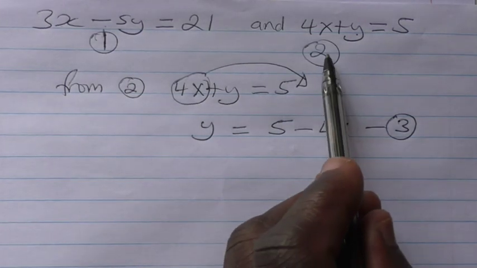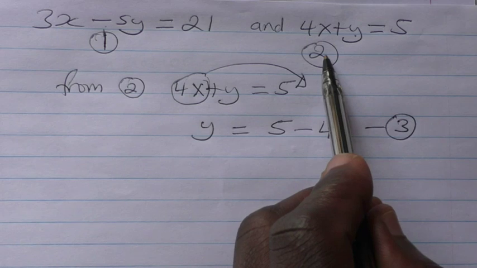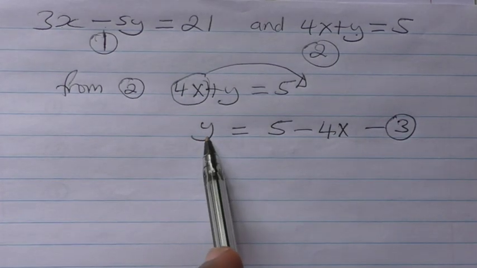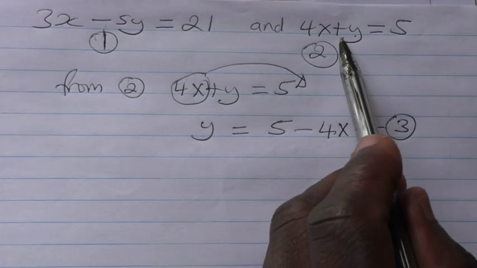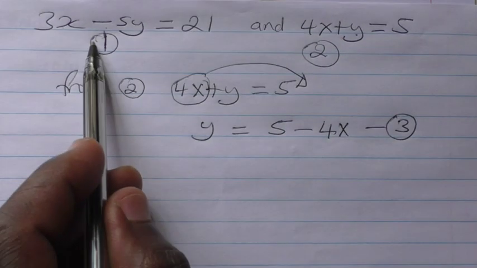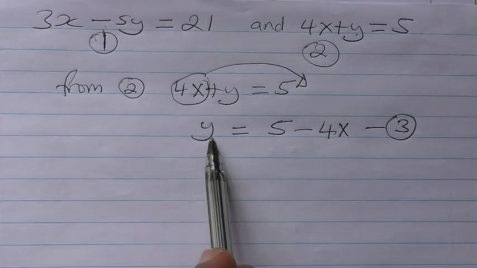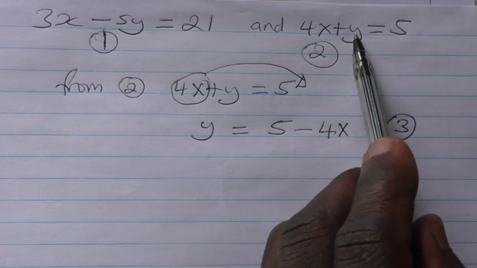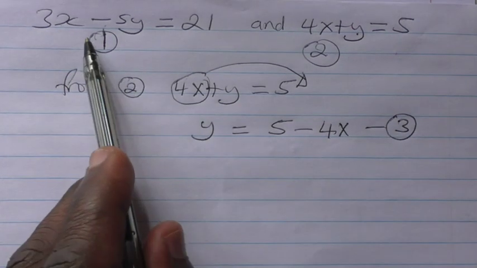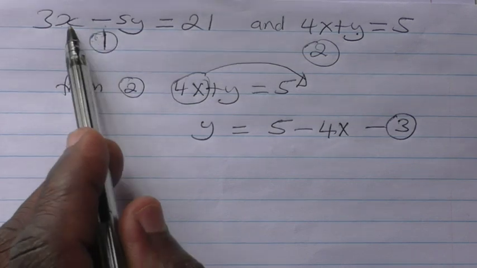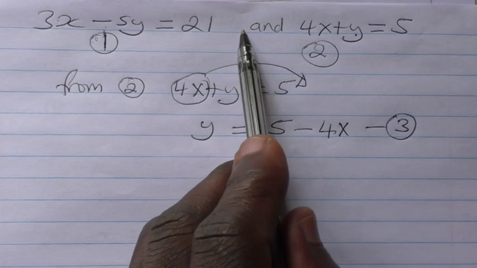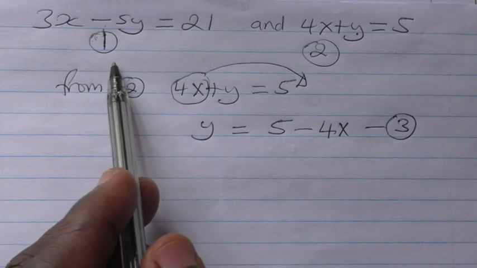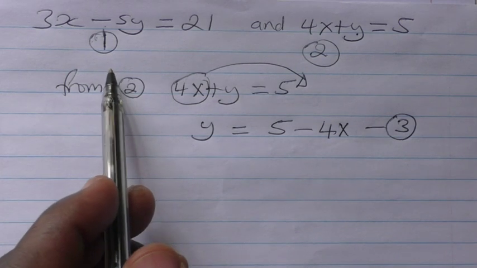Please, if you are using the second to make y the subject, then don't again substitute in the second. We substitute in the first. Why did I choose the second? Because I could easily make y the subject than using the first, where I will take this one to the other side and then divide by -5 on both sides.